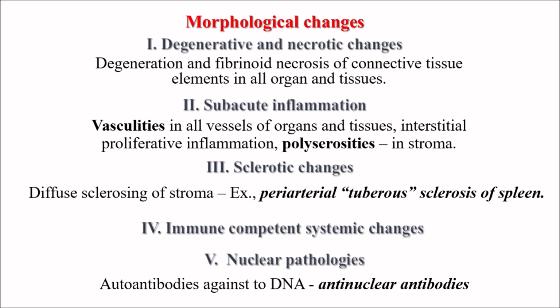The third period is sclerotic change, the diffuse sclerosing of stroma. For example, the peripheral tuberous sclerosis of the spleen. Then the immune-competent systemic change, and the fifth, nuclear pathologies, or the nuclear change. In this stage form the autoantibodies against the DNA, which we call antinuclear antibodies, or ANA or ENA.